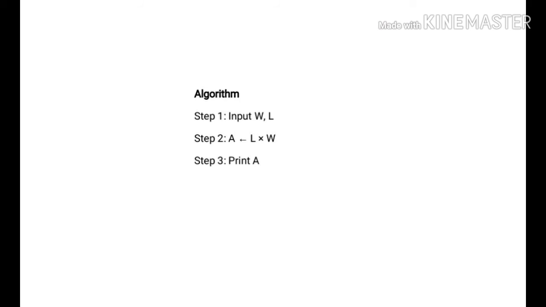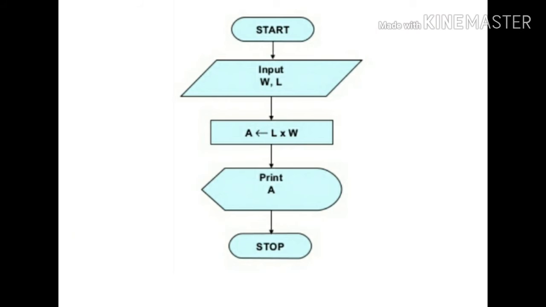Let's take a look at the algorithm of this problem. So we know input is W and L. Then, to find the area, we multiply L by W, then you print A, then you end the problem. Then let's take a look at the flowchart of this problem. This is also very simple. It's not something that's complicated. Then here we come to my favorite of them.